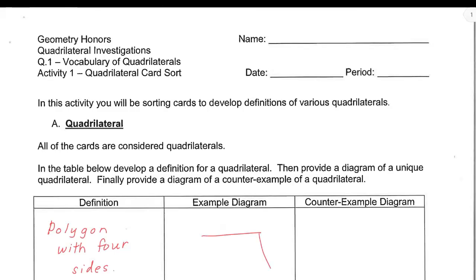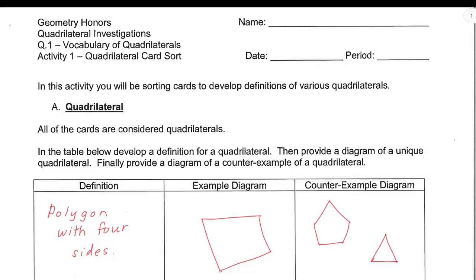I can draw a 4-sided figure. A counterexample means something that is not a quadrilateral. So a pentagon or a triangle would be examples of not having a quadrilateral.